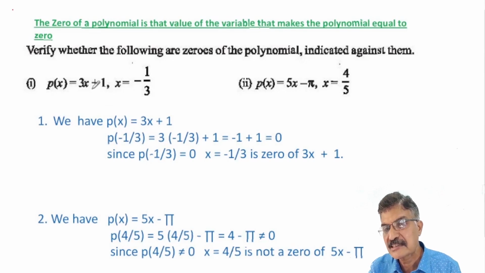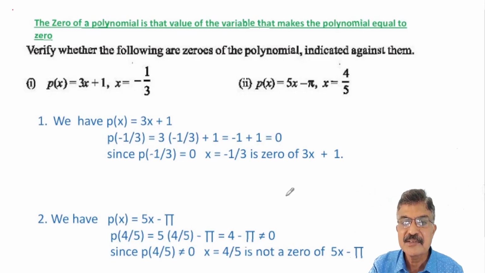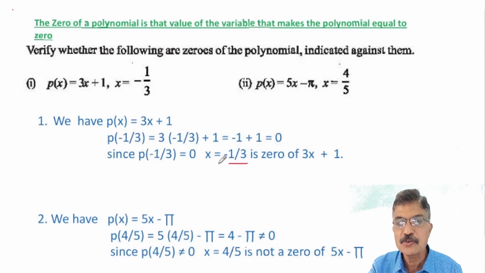Here is the arithmetic. p(minus 1 by 3) is equal to 3 into, in place of x, we substitute minus 1 by 3, plus 1. Then we will get the answer 0. So, x is equal to minus 1 by 3 is a zero of p(x).